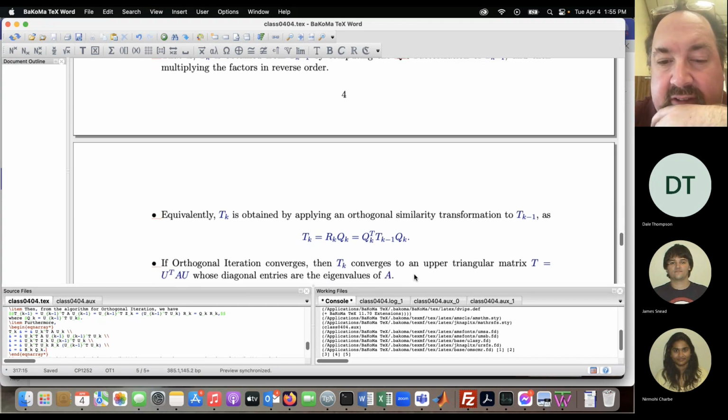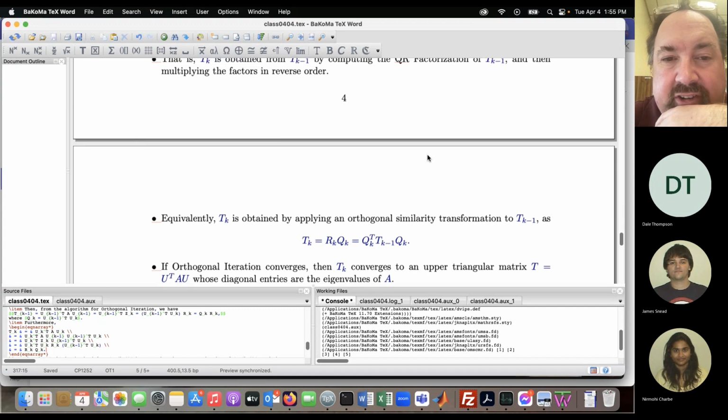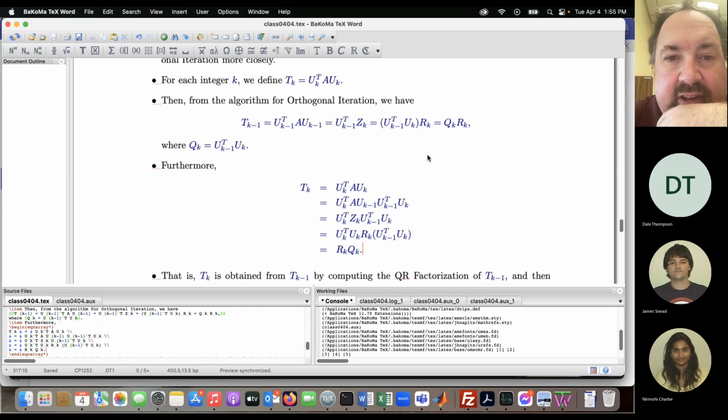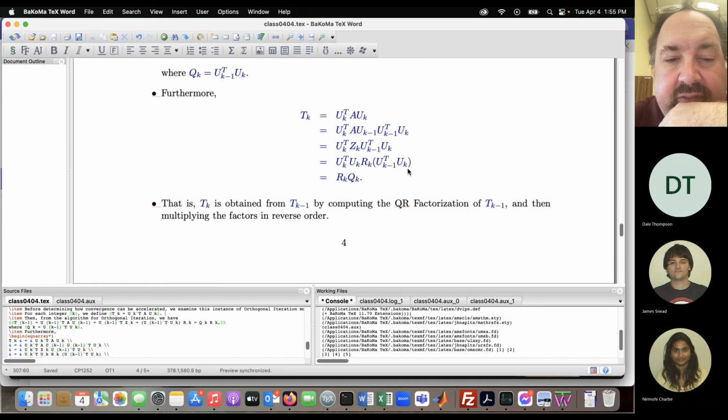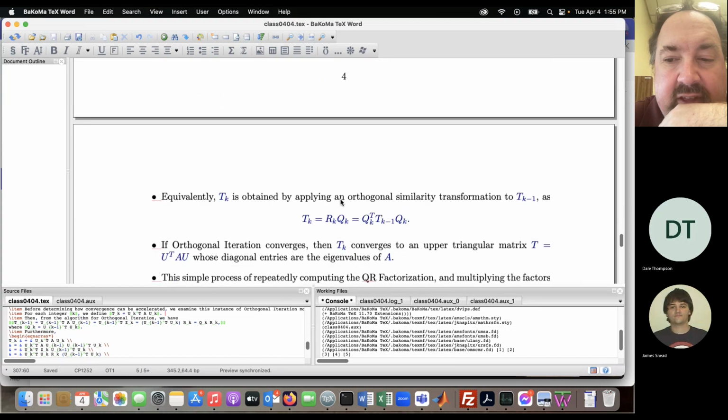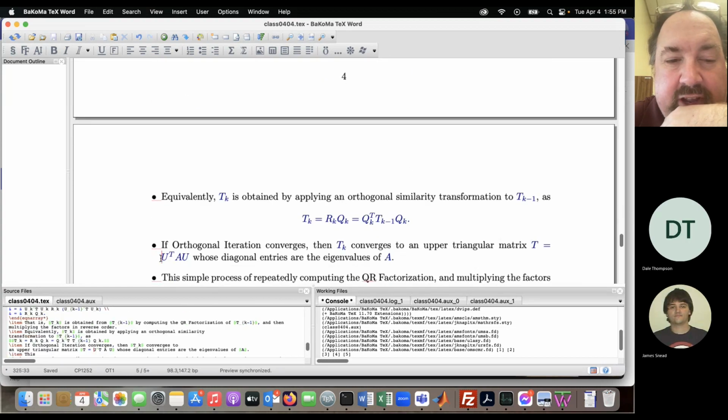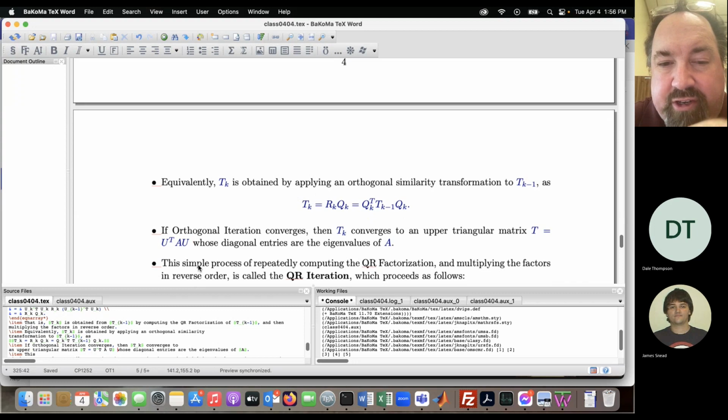And in the end, you keep in mind how the T's are defined. T_k was defined this way. So if T converges, then I have this: T is equal to U transpose A U. And T is upper triangular. So that's a Schur decomposition.